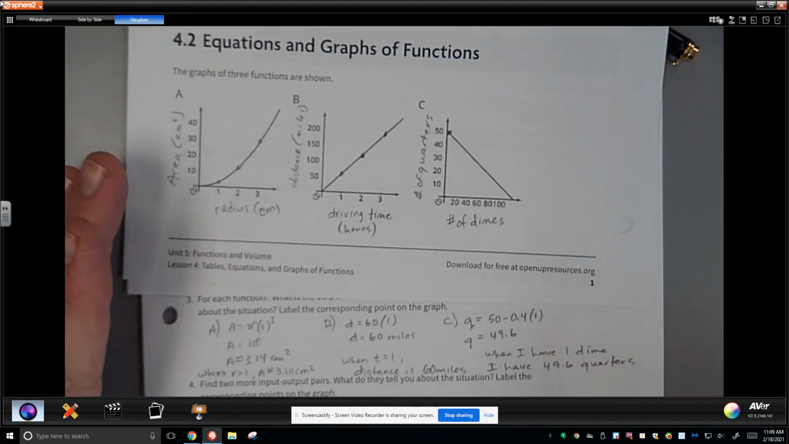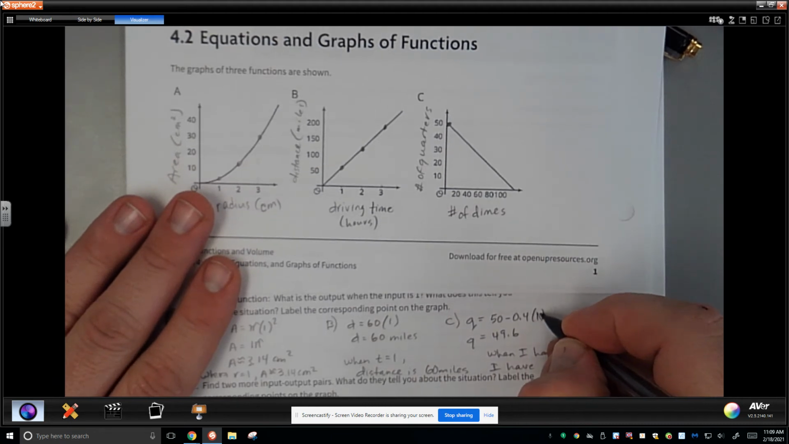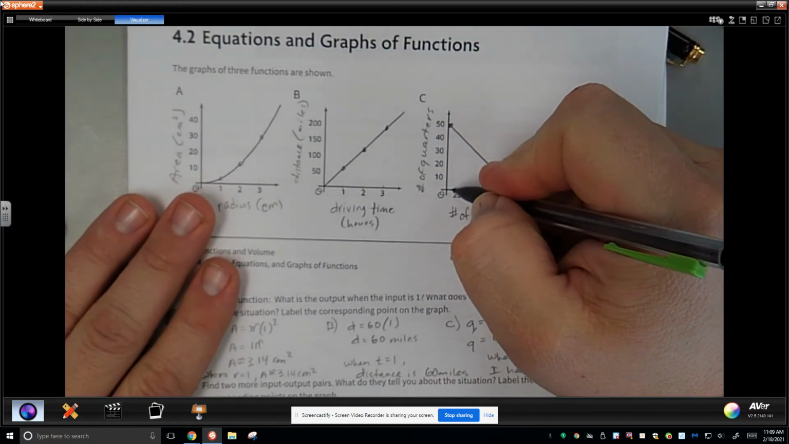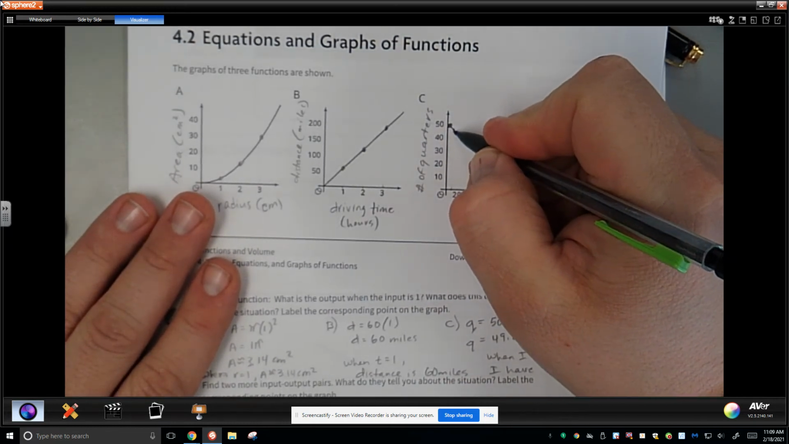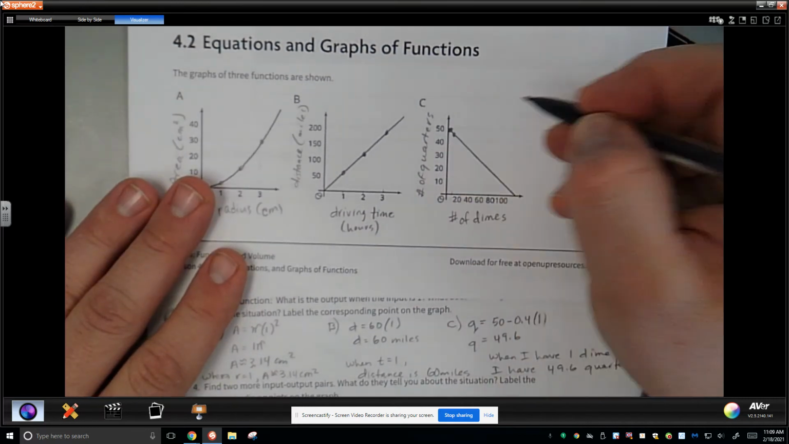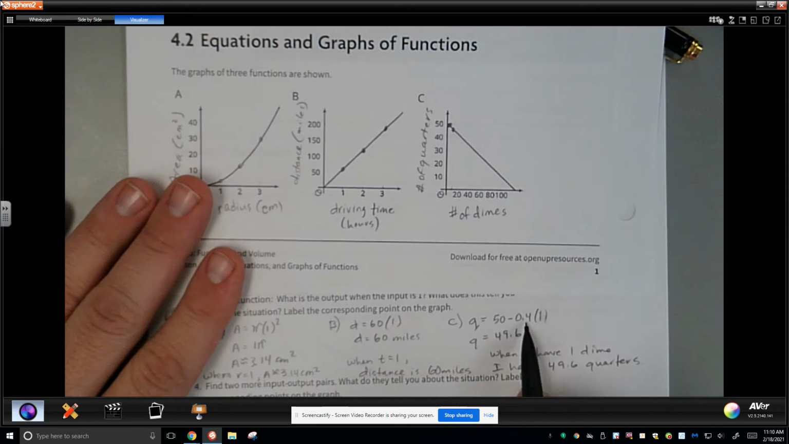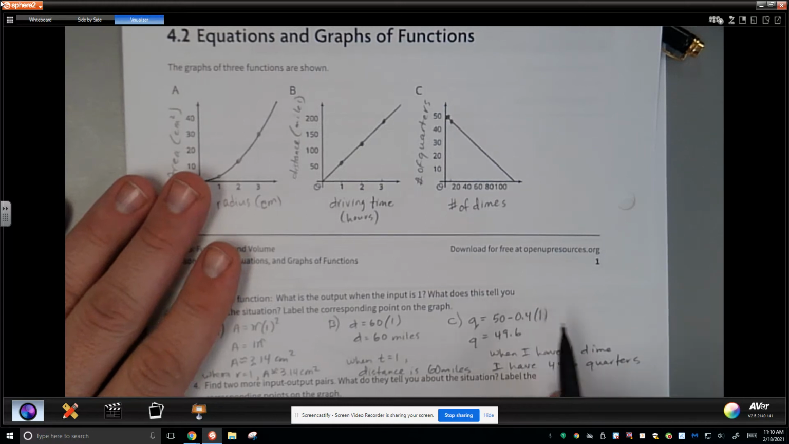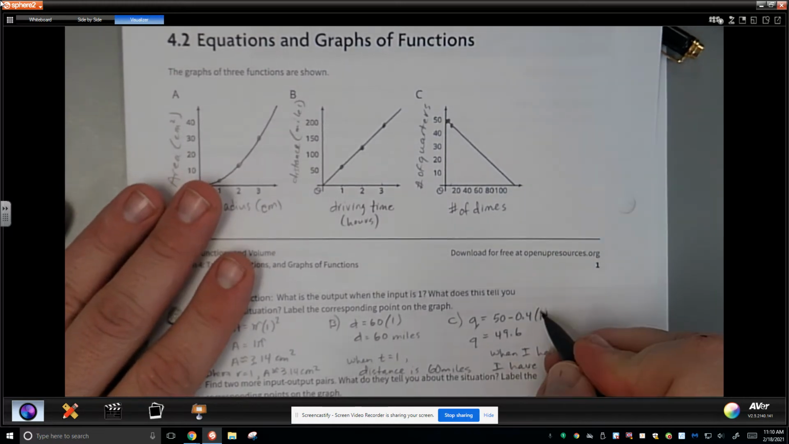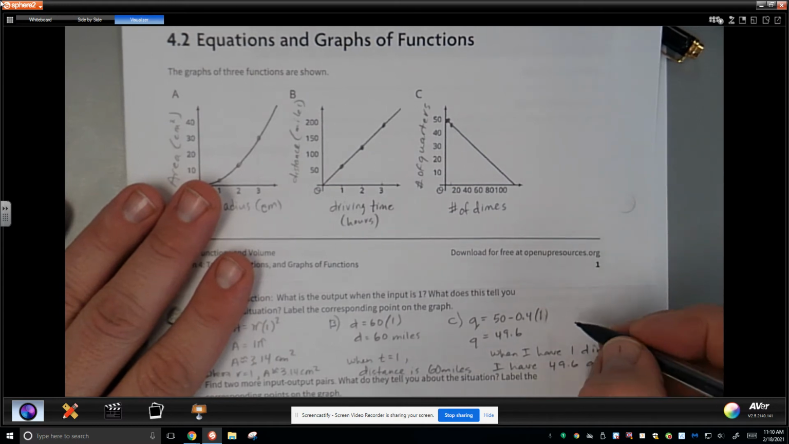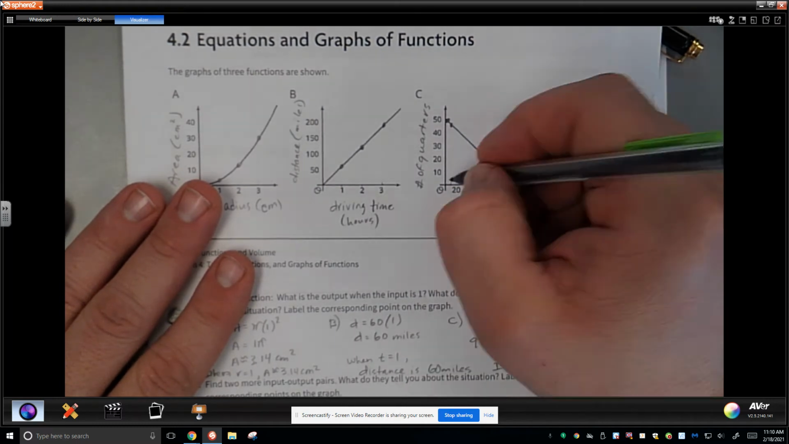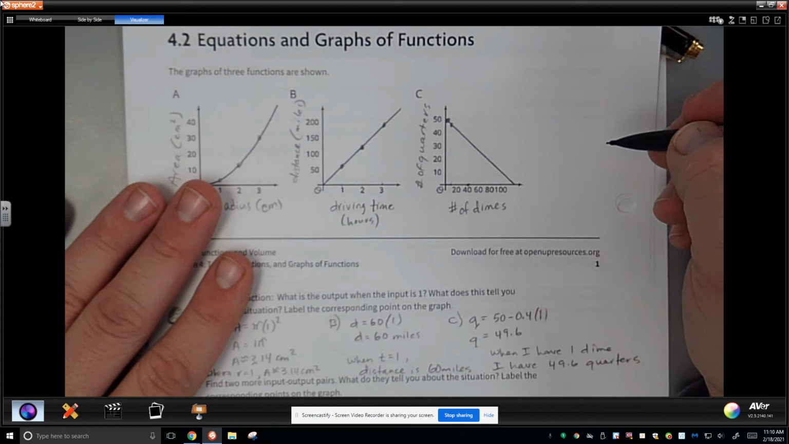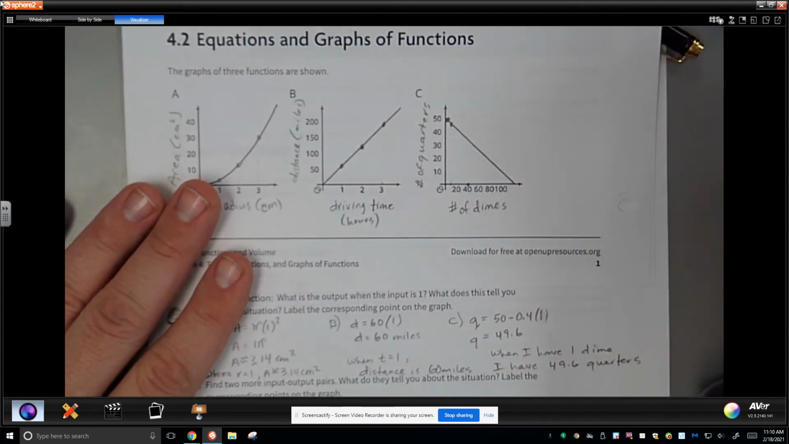Okay. And 10 dimes, if X was 10, what I would be doing is taking away that value right here. 10 times 4 tenths is 4, and 50 minus 4 is going to be 46. Sorry. So if I take 10 dimes, I have 46 quarters. If I take 40 dimes, how many quarters would that leave me with?